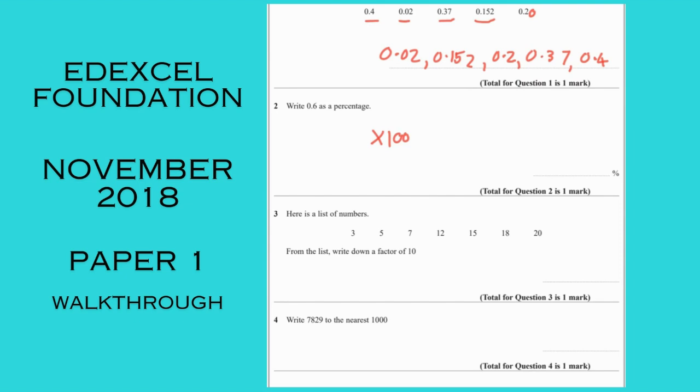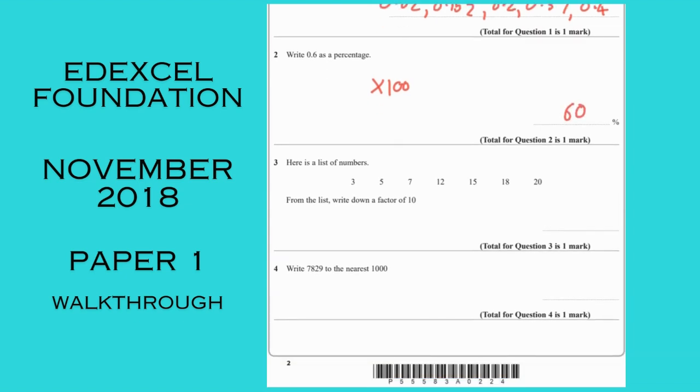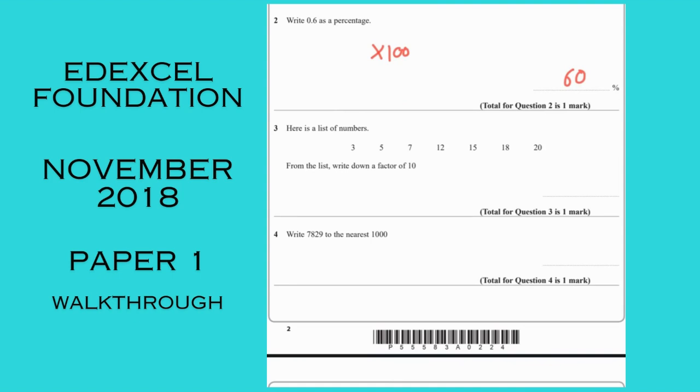To go from a decimal to a percentage, don't forget the technique, times by 100. If you move decimal points twice, fair enough. But 60%. Factors of 10. If you want to list them, don't forget, always list factors in pairs like so, and the only number from there that's in the list is the 5.